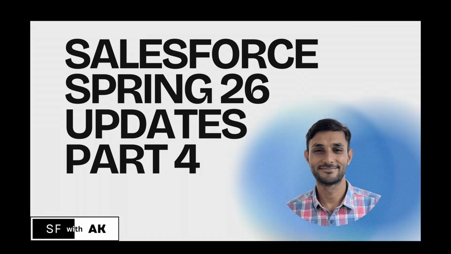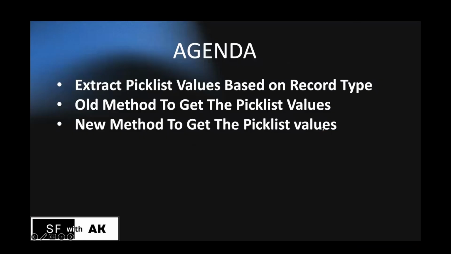So today we are going to talk about how we can retrieve the picklist values based on a record type. We have a new method to retrieve the picklist values from a record type. We will discuss the old method and how to use it, and also the new method and how it's better than the old one. So let's see that in action.